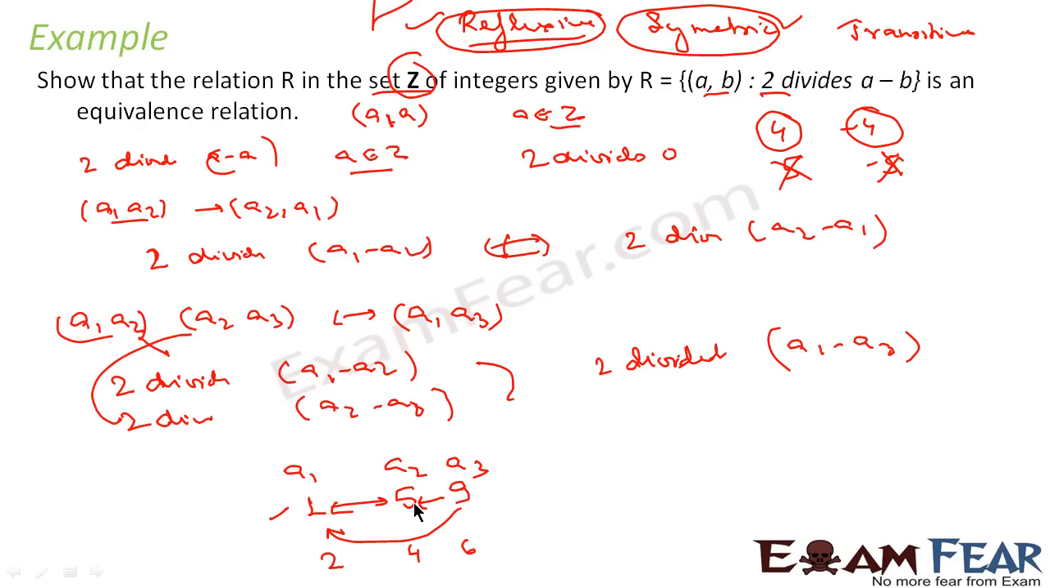So with this we come to the conclusion that this is transitive, because if you take any numbers a1, a2, a3, if 2 divides a1 minus a2 and 2 divides a2 minus a3, then 2 will also divide a1 minus a3.